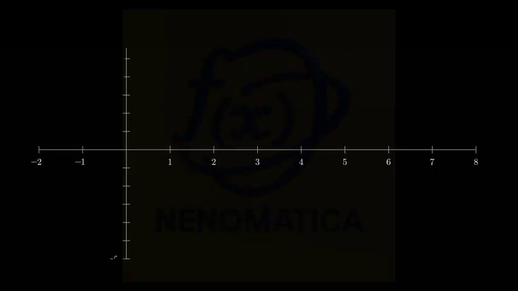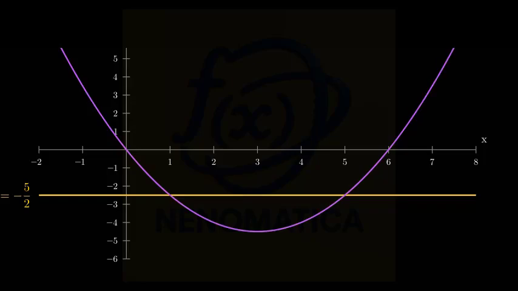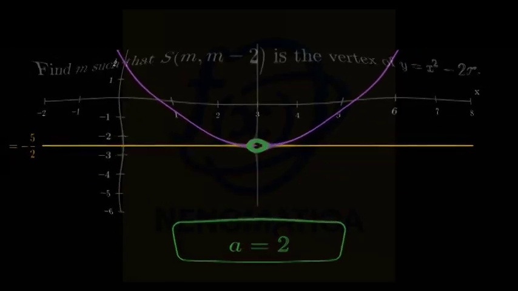Let us confirm visually. We will draw the parabola and the horizontal line y equals -5/2. Then we set a to 2 and watch the vertex land exactly on the line. Final answer, a equals 2.